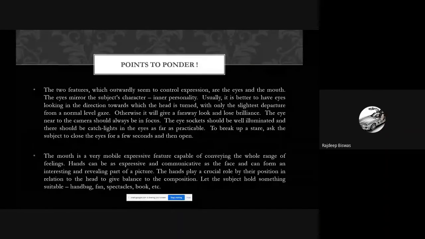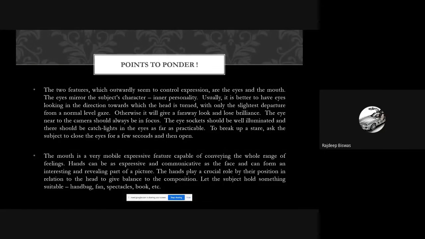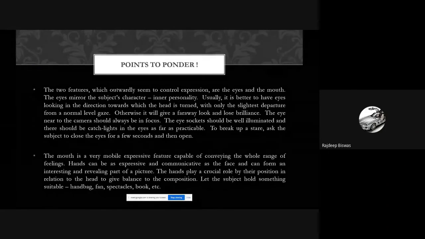Just remember that while you are using indoor light, the eye sockets should be well illuminated and there should be catch light in the eyes as far as practicable. For all light schemes, it's not possible. As far as practicable, try to have catch light in the eyeball of the subject.